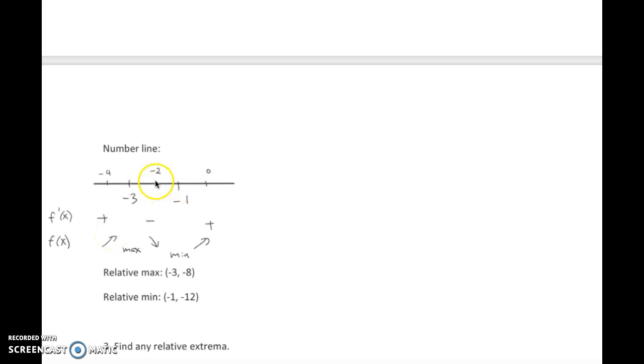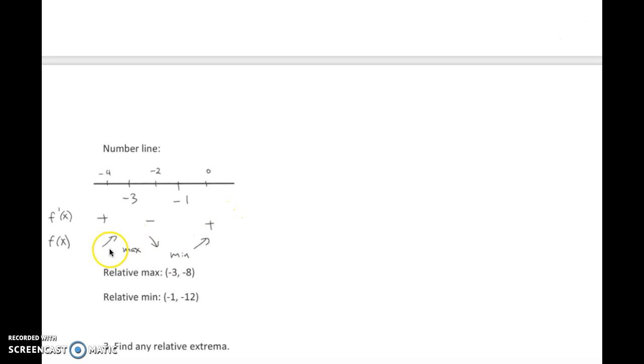In between the two numbers, -3 and -1, -2 is perfect. Let's try that. When we put that in there, we end up with a negative value, which means our tangent line now has a negative slope. Now we need to go on the other side of -1, so 0. Absolutely, we're going to use that. When I plug in 0, I end up with a positive value, which again means there's a change of direction, and now my tangent line has a positive slope.